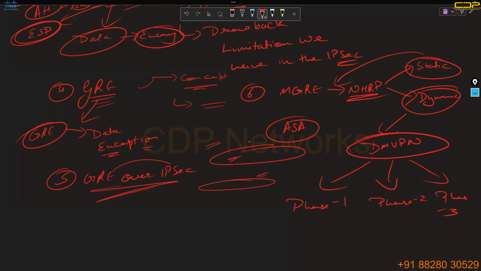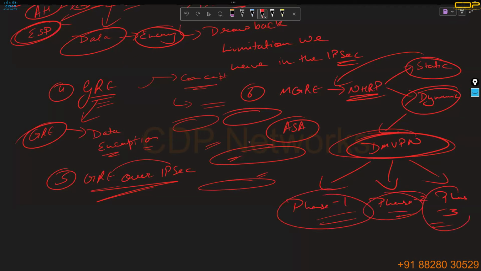Whenever we start any topic, suppose we have started with DMVPN, first we will discuss why we need DMVPN. Then we will talk about the concepts of DMVPN. What is the concept of DMVPN? Why are we using DMVPN? What is the benefit when we use DMVPN? Why are there three phases in DMVPN? Then we will go on to the practical. First we will cover phase 1, then phase 2, then phase 3.